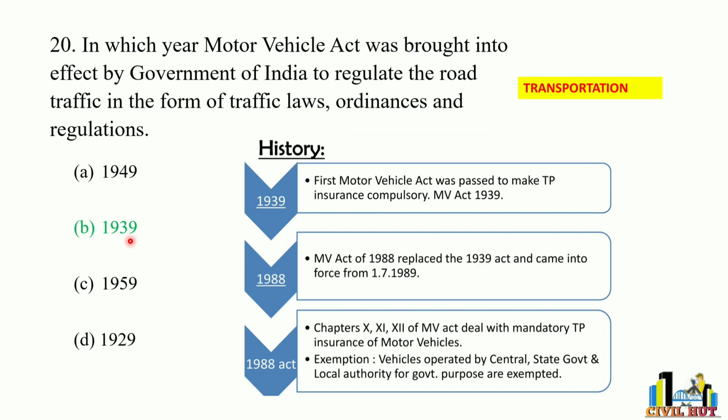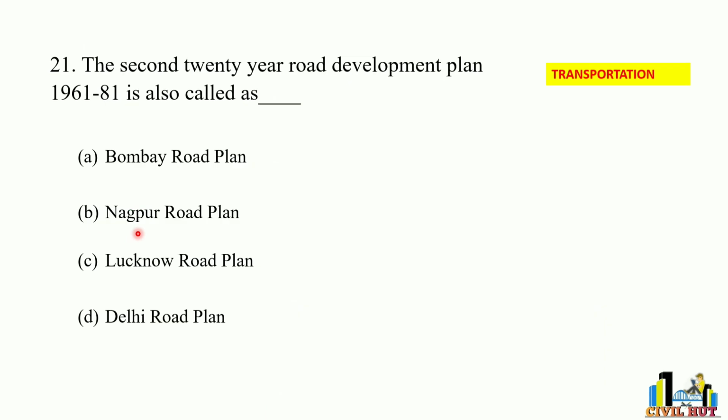1939 Motor Vehicle Act. In 1927 the Jayakar committee was appointed, and in 1929 they gave the report on road safety. So our option is Motor Vehicle Act 1939.